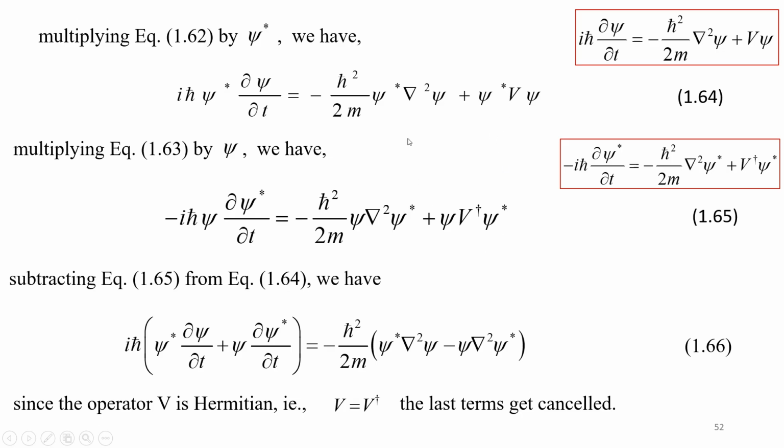And this term, minus h bar squared divided by 2m psi star del squared psi, will become plus. I have pulled one minus i out, so this will become minus i. So we have taking the common term out, minus h bar squared divided by 2m times psi star del squared psi minus psi del squared psi star.